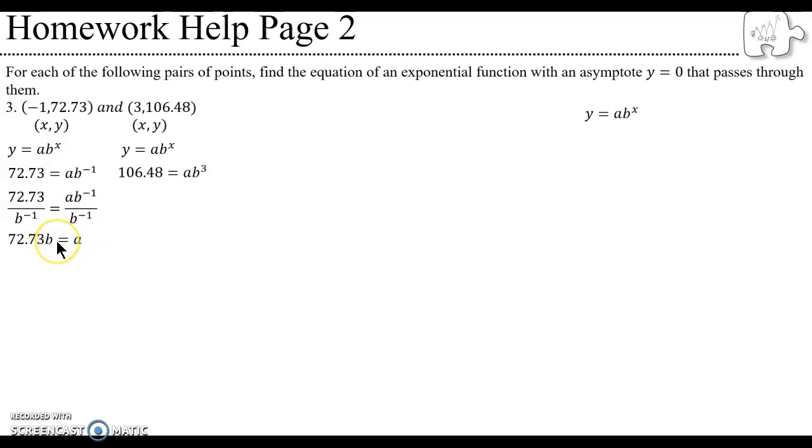We're just left with this. So on this side of the equation, instead of dividing by b to the negative 1, we're going to divide by b to the 3. That'll make these guys cancel out. And we're just going to be left with that fraction, 106.48 over b to the 3 equals a. Not so bad.